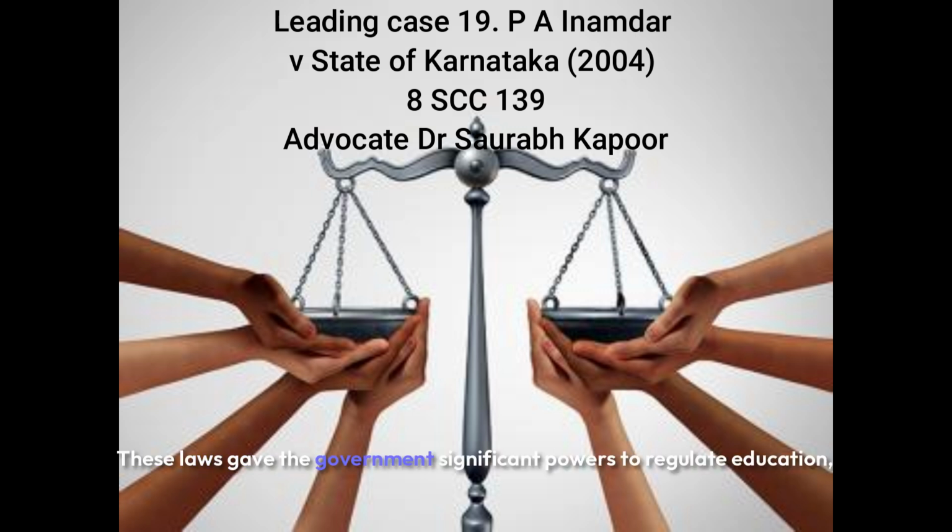These laws gave the government significant powers to regulate education, including the power to approve or reject courses, and to inspect institutions. However, private institutions resisted these efforts, arguing that they had the right to autonomy and self-governance. They argued that government interference was stifling innovation and creativity, and that they needed to be free to manage their own affairs. This led to a series of court battles, including the P A Inamdar case, which ultimately clarified the rights and obligations of both the state and private institutions.